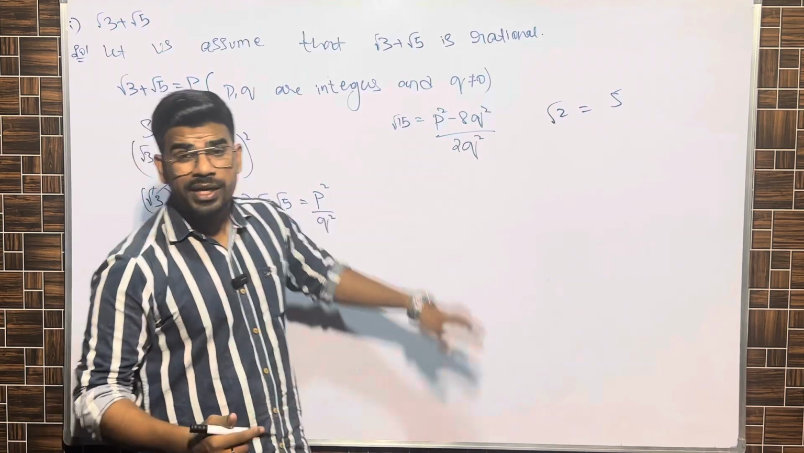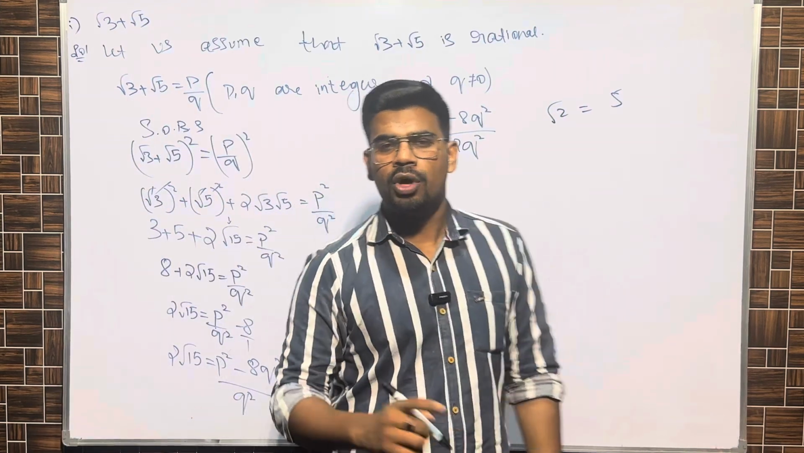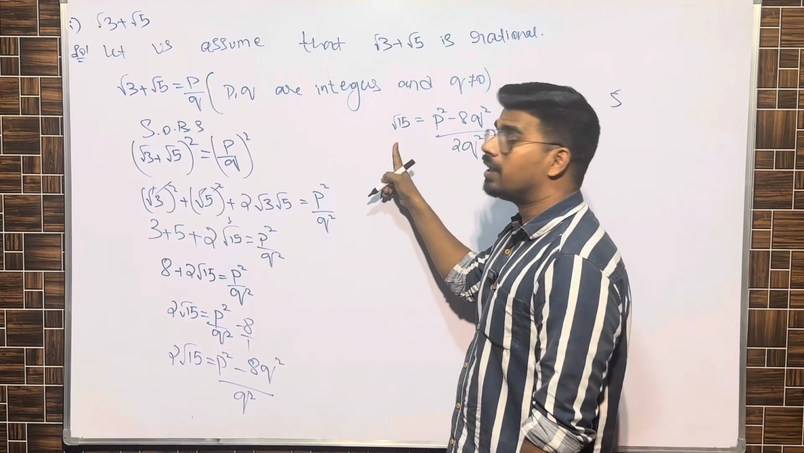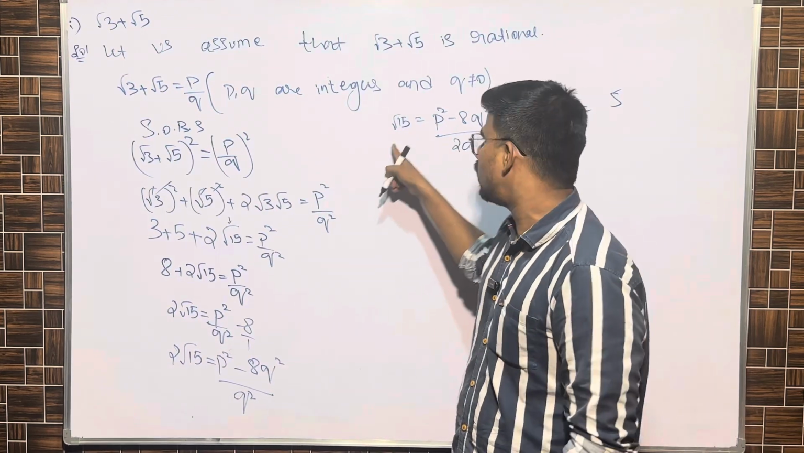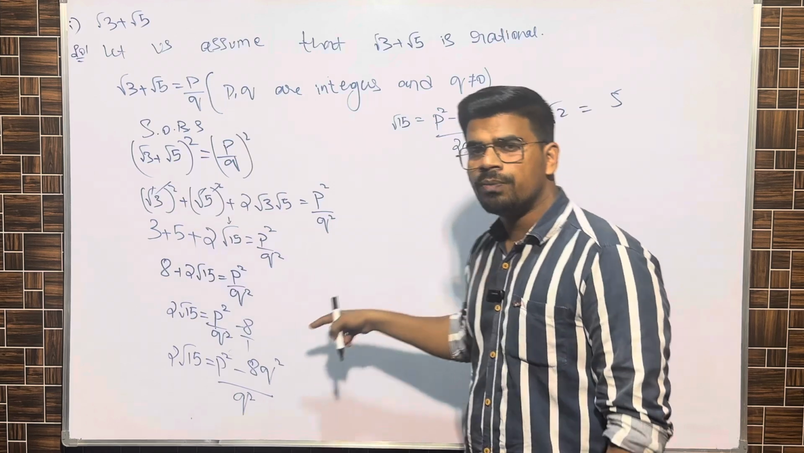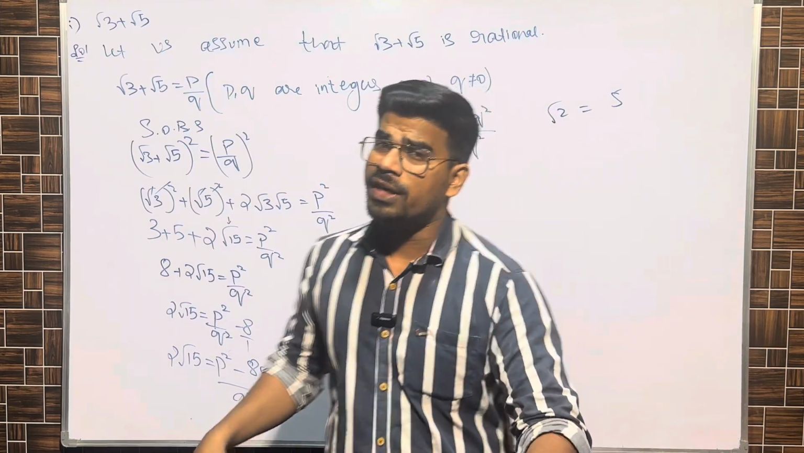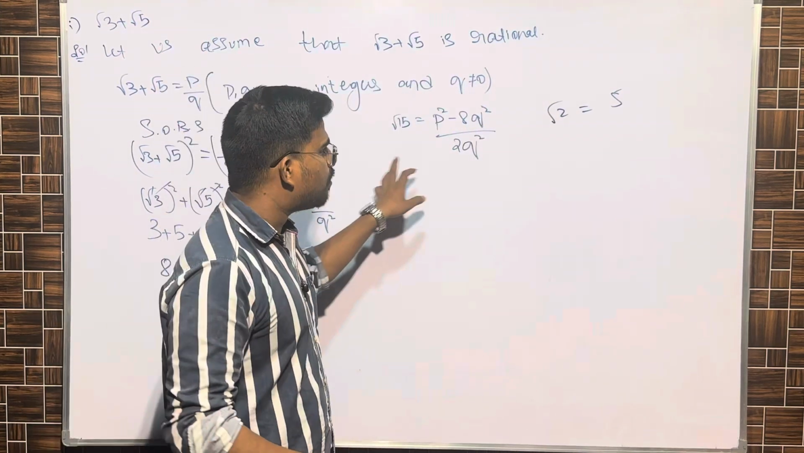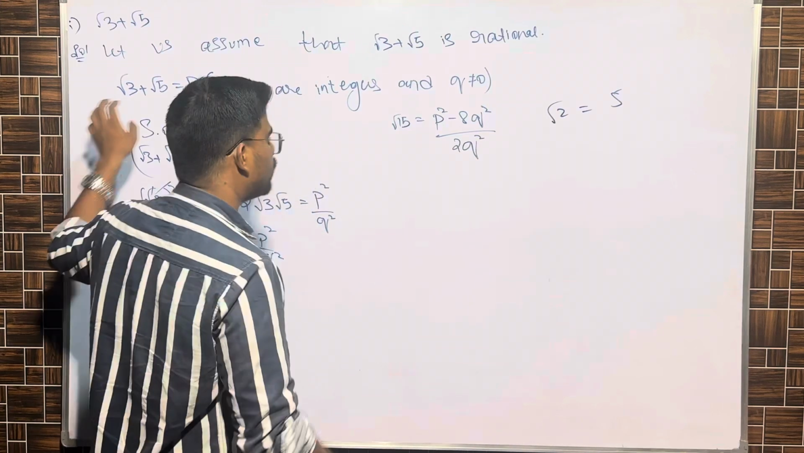We wanted to get the root number on one side, and apart from root, all the other numbers should be on the other side. Root 15 is irrational, not a perfect square, it is irrational. P square minus 8q square by 2q square, whatever p or q it is, that is a rational number. An irrational number and a rational number cannot be equal. That is what we have to write.